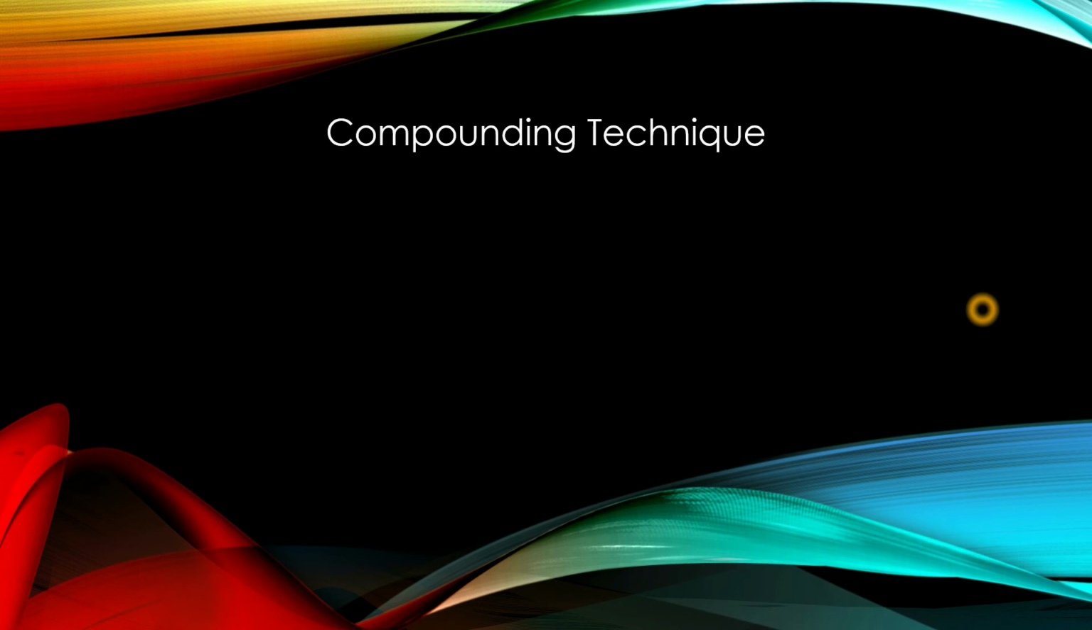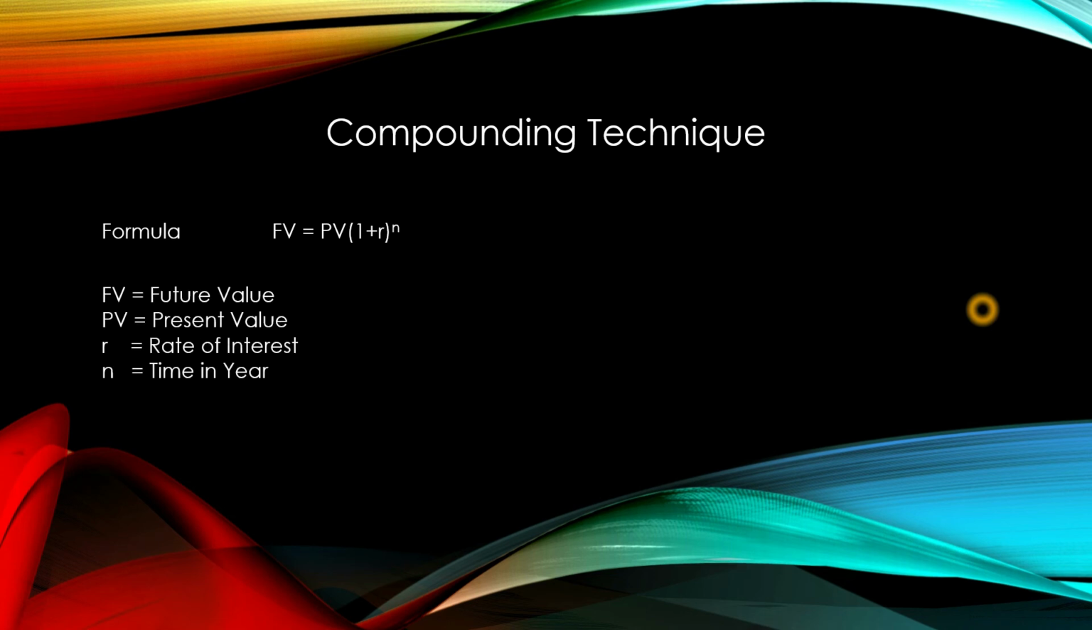Now let's go deep down and understand the formula of the compounding technique. The formula is future value equals present value multiplied by (1 plus r) raised to n. n is the power of (1 plus r). Let's break down these elements.